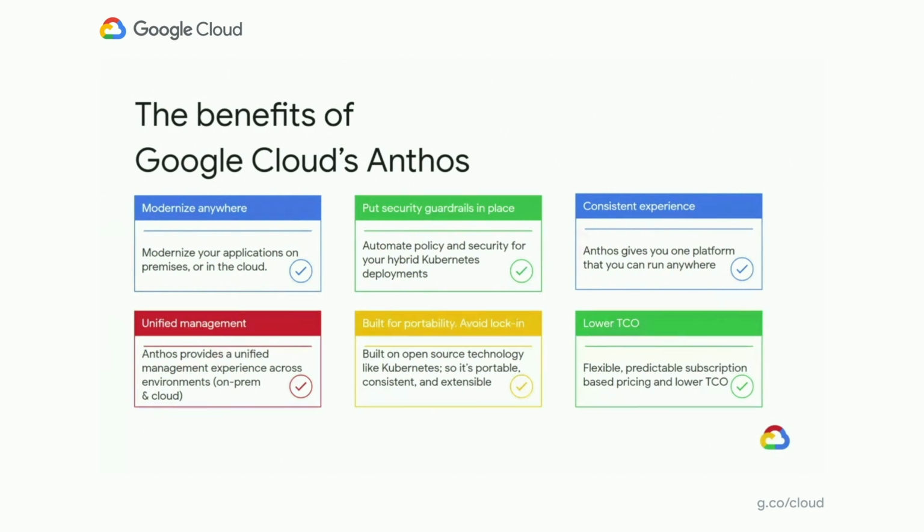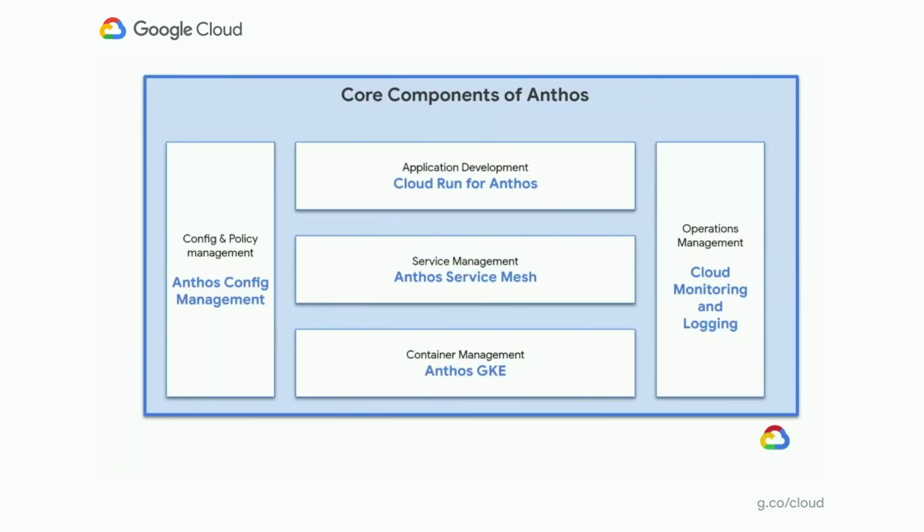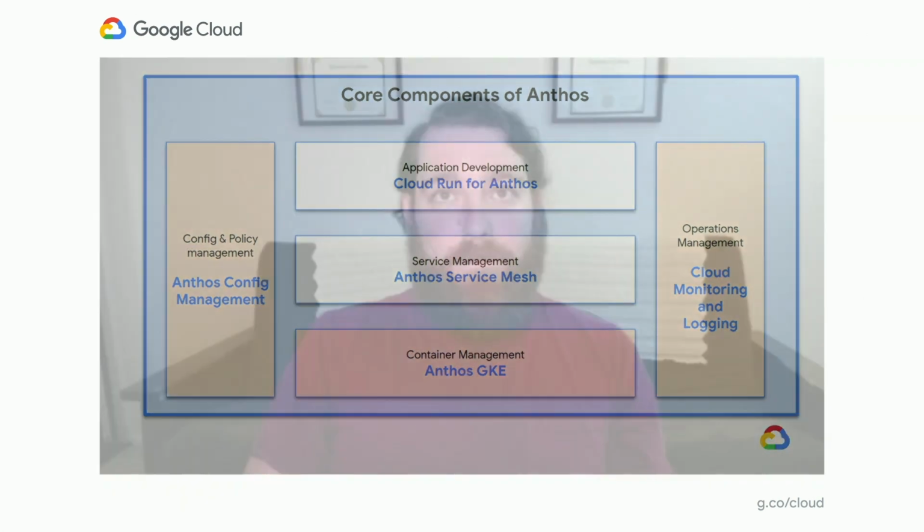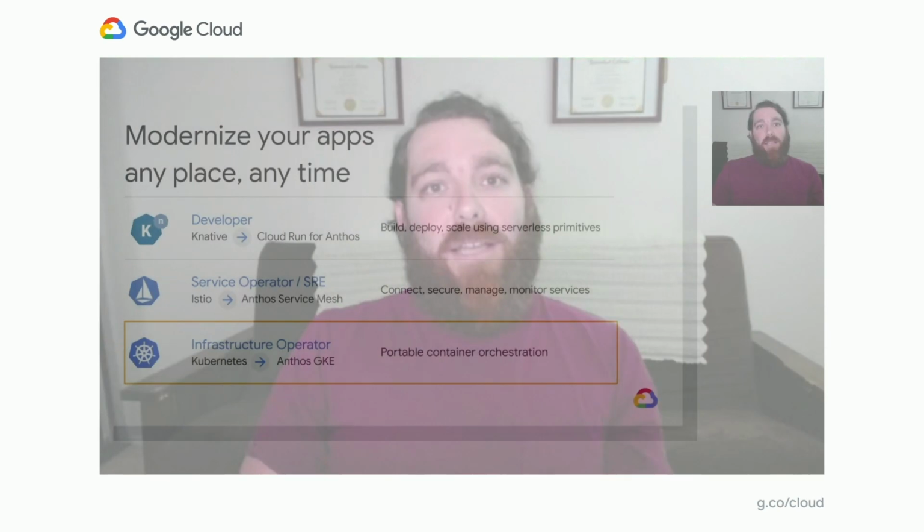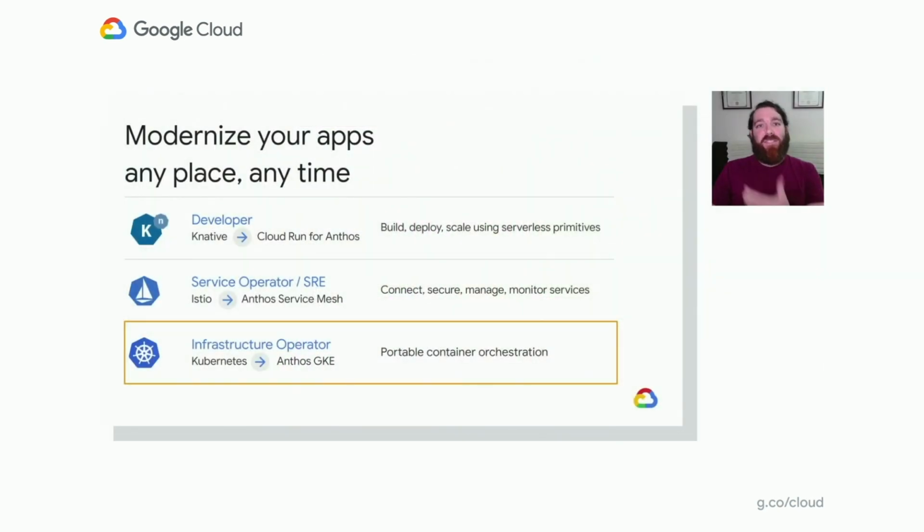When we're talking about Anthos, we really talk about these five main components. And today we're going to talk about the bottom three here. So we'll talk about Anthos GKE, Anthos config management, and cloud logging and monitoring. So these are really targeted at the infrastructure operators. And in part one, we'll focus here. And you'll see service operators and developers and how they can benefit from Anthos in part two.